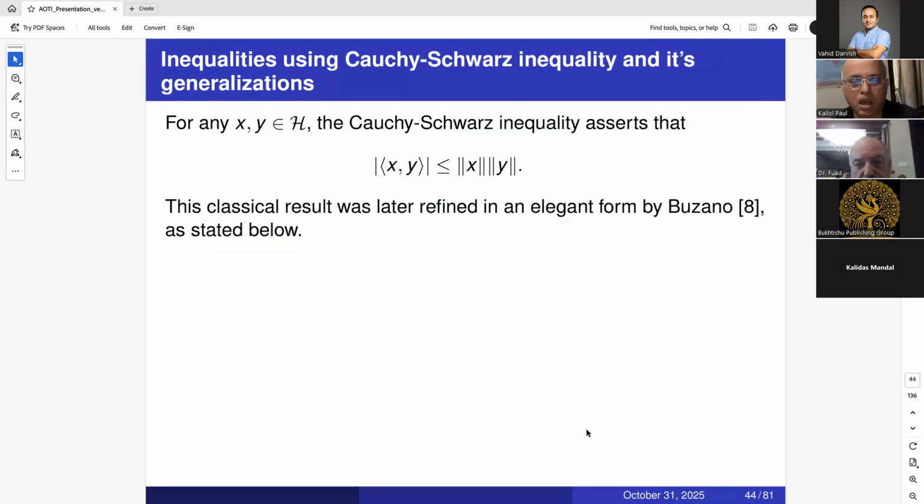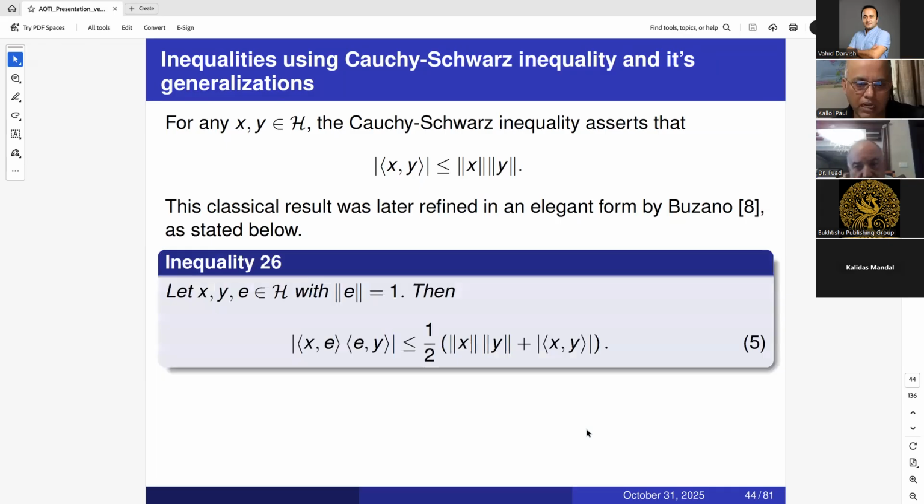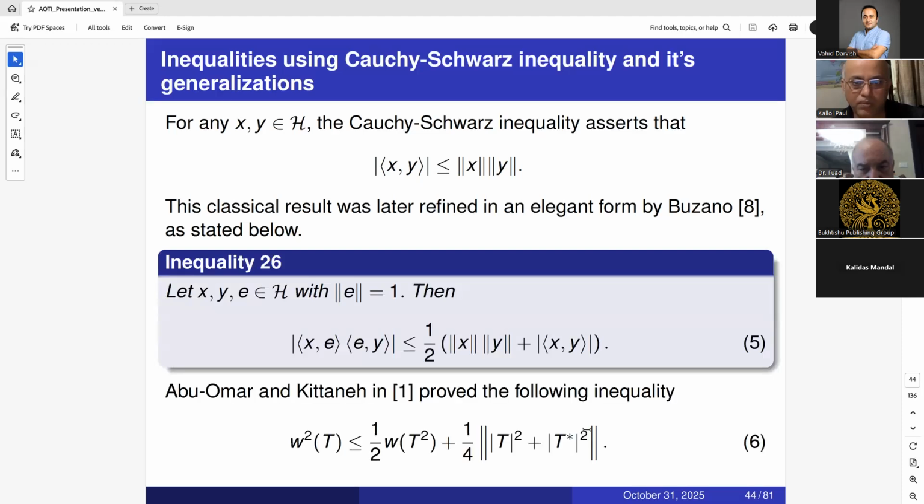Next, we show some inequalities developed using Cauchy-Schwarz and their generalizations. For Cauchy-Schwarz, the inner product of x and y is less than or equal to norm x norm y, which was very elegantly improved by Buzano, and it says like this: if x, y belong to H with norm e equal to 1, then the inner product of x and y is less than or equal to half of norm of x into norm of y plus inner product modulus of x and y. Using this, we can now develop some inequalities.